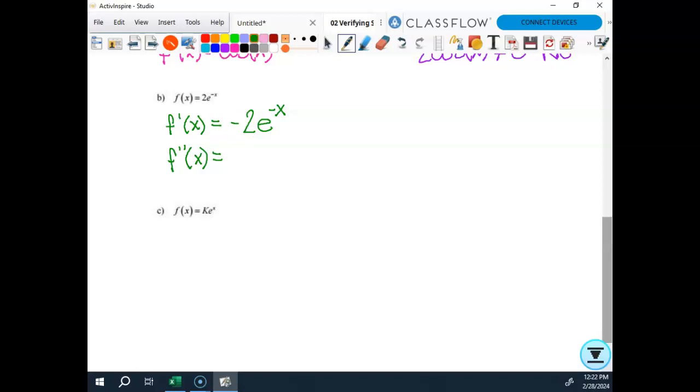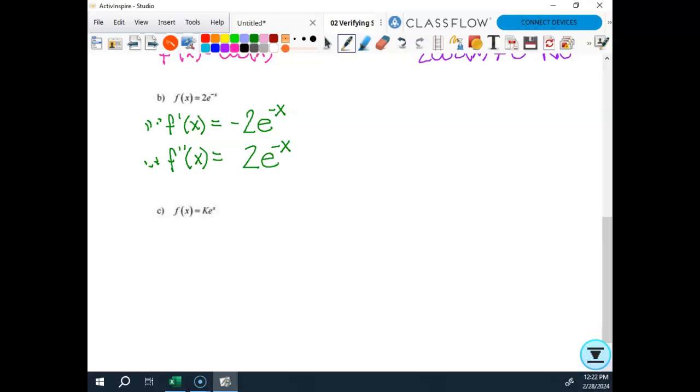Now find the second derivative. Guess what the third derivative is? Guess what the fourth derivative is? 5th, 6th, 7th, 8th, 9th, 10th. Just keeps on going, right? Okay? Just because you're just going to keep multiplying by that sign there.